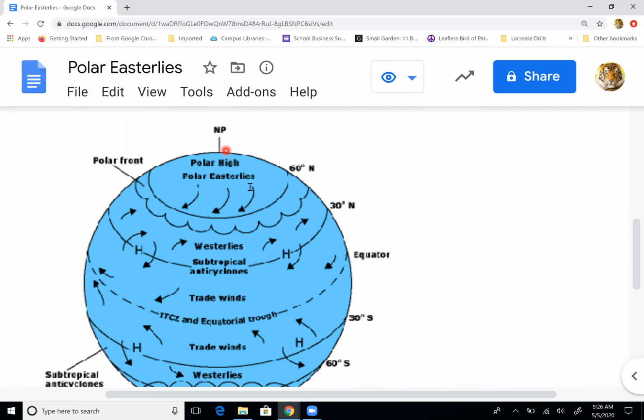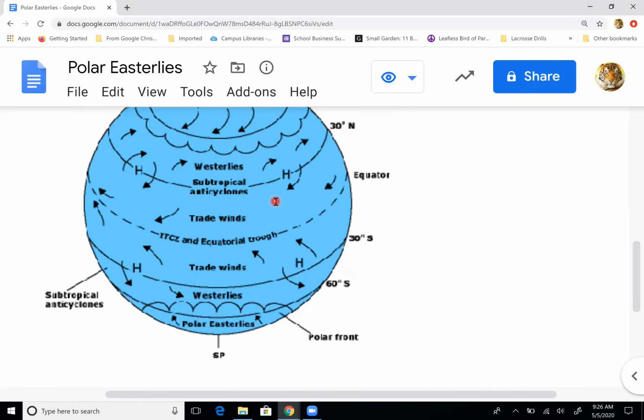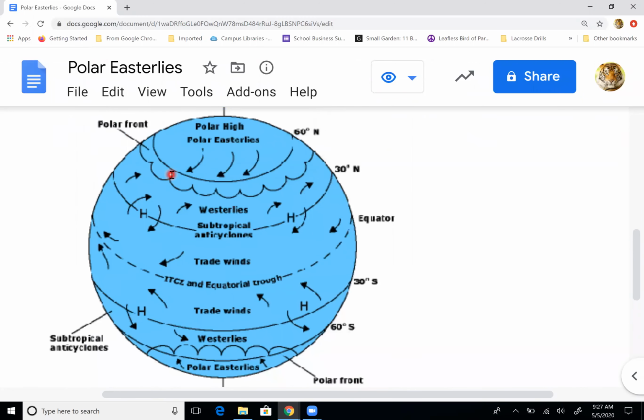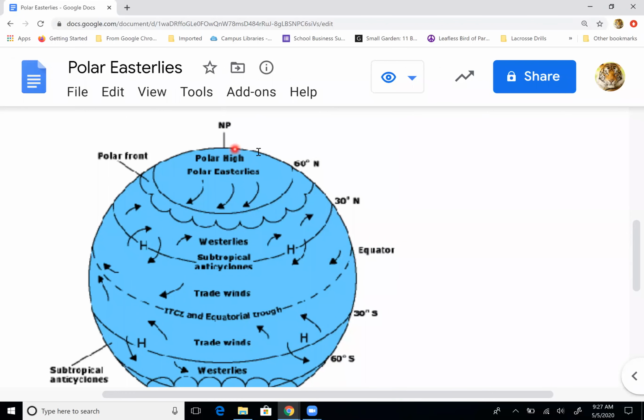The winds take moisture from the snow and dump it around where the 60-degree rainforests are, where the temperate rainforests occur. So the climate in the polar regions is dry and cold. Cold because of the differential heating, and dry because the moisture is being carried away by the polar easterlies.